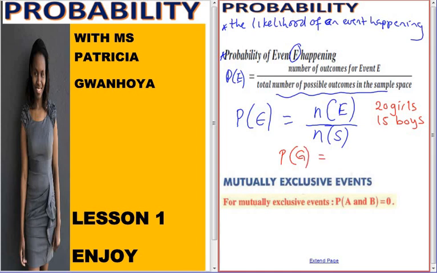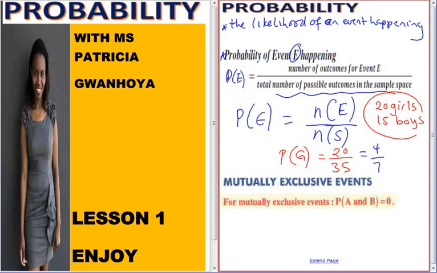Well, if you pick someone from this class, the probability of picking a girl is the number of outcomes for girls, that is 20, divided by the total. The sample space is the total of everything. So in this situation, that will be 35. Okay, if you want to simplify that, feel free to do so. 5 will go 4 times here, and 7 times in that one. So it will be 4 over 7. So that's probability in general. You just calculate it like this.